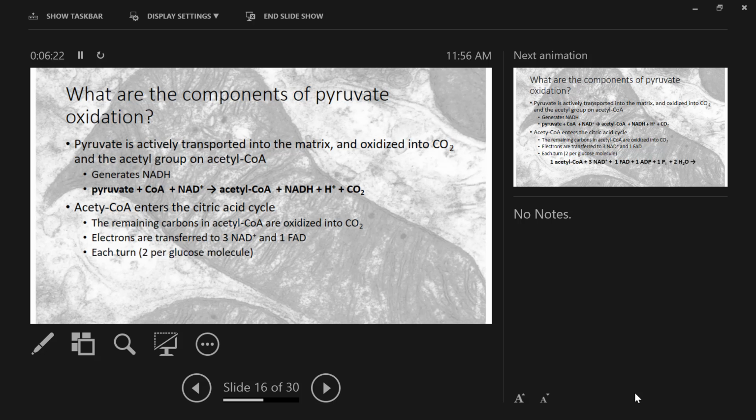Each turn generates this. We get 2 turns per glucose molecule, because every 1 glucose molecule gives us 2 pyruvate molecules, and every 1 pyruvate gives us 1 acetyl-CoA, so 2 pyruvates give 2 acetyl-CoA. I misspoke there. Sorry.